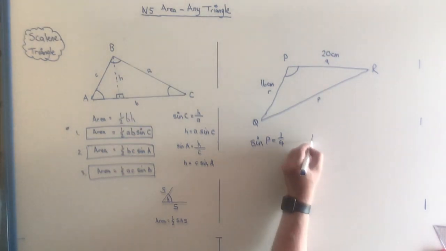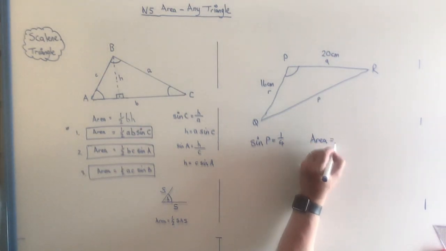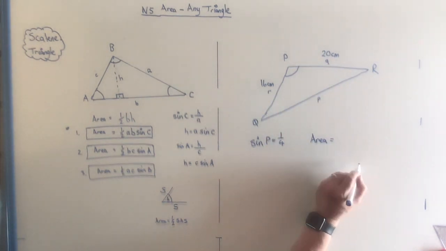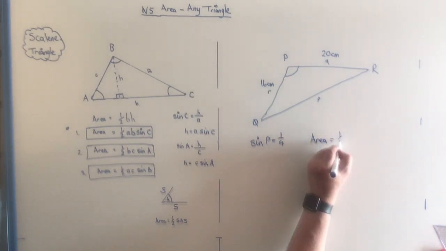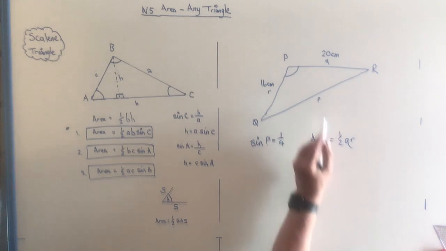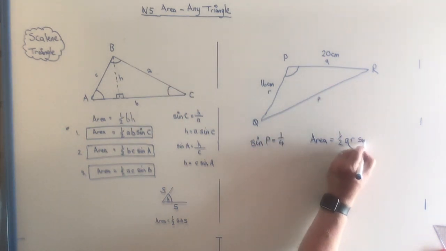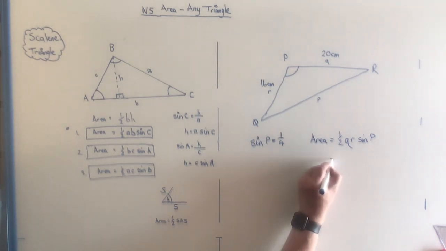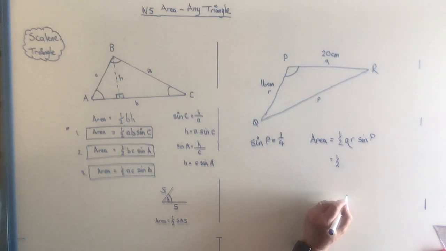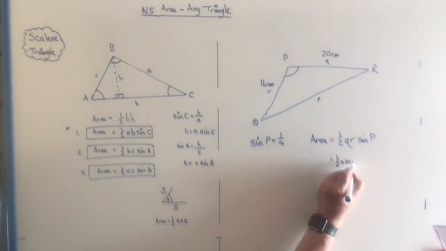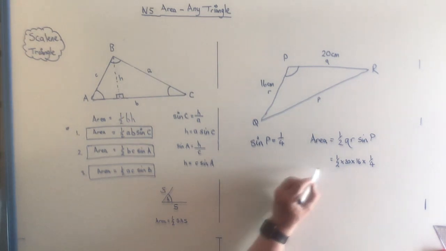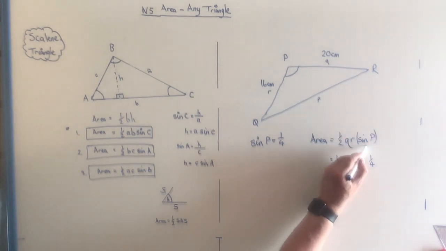So here we go, the area is equal to two sides in between the angle, so that's going to be a half QR and sine of the angle, which is at P. We know that already, and we know Q and R, so we can work out the area. It's going to be a half, Q is 20, times R, which is 16, and sine P is 1/4. It's this bit here that's 1/4.